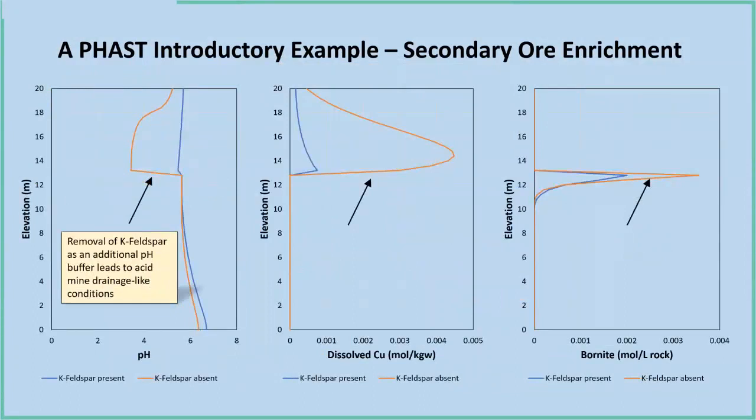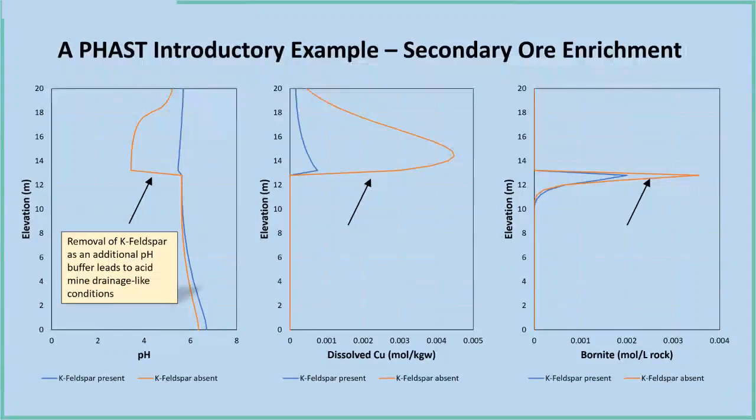Finally, here are some additional results to consider if you alter the problem definition just a bit. Potassium feldspar is assumed to represent a portion of the host rock, modeled as an equilibrium phase along with all of the other minerals. It provides somewhat of a pH buffer in this model against the sulfuric acid formed from the sulfide oxidation. If you remove it from the model, you can see that the simulated pH in the unsaturated zone will drop, which is more reminiscent of acid mine drainage conditions.